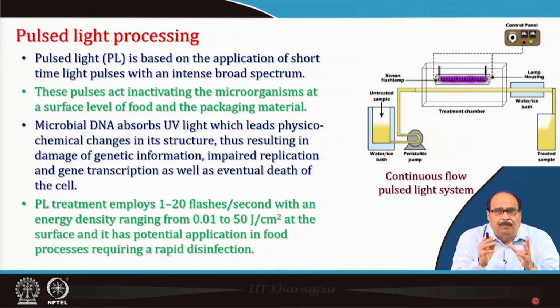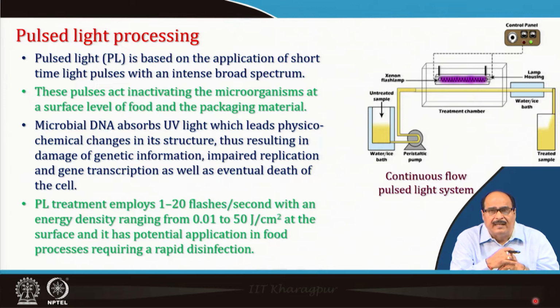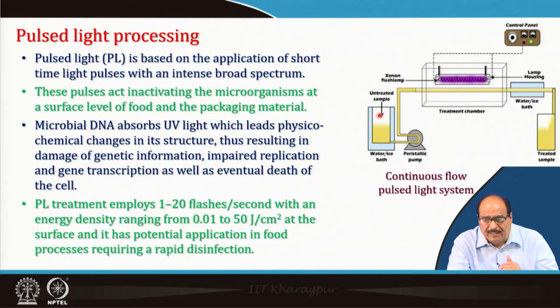You can say pulsed light is based on the application of short time light pulses with an intense broad spectrum, and these pulses inactivate microorganisms at the surface level of the food and the packaging material. You see here, the untreated sample is passed through, and there is a xenon flash lamp light, so that is pulsed light. So it is treated, that is, the commodity is exposed to this light for a very short time, and then it goes out.